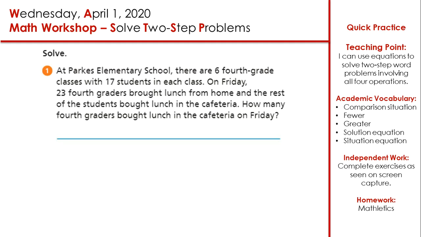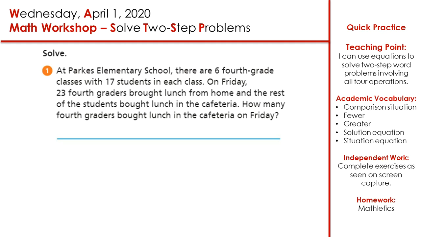So let's reread the word problem. At Parks Elementary School, okay, that's a school, there are 6 fourth grade classes, okay? In San Joseph, we only have 2 fourth grade classes, but in this one, we have 6, all right? So right there, I have a piece of information. Now, every class has 17 students. So that means, or might mean, that if I want to find the total number of students, I need to either try multiplication or addition.